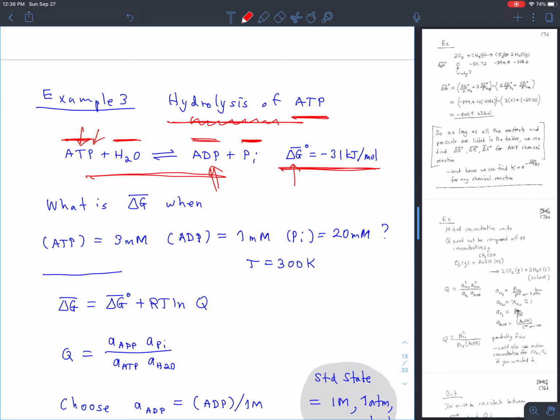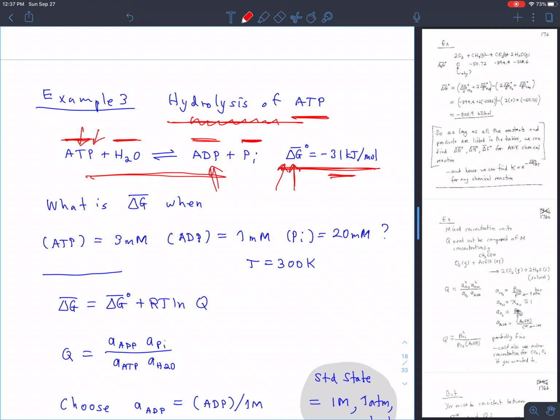And in the course of that cleavage, the delta G value is about minus 31 kilojoules per mole at standard conditions. Now, the conditions actually inside the cell aren't standard conditions. And so what we're going to do in this problem is calculate what the driving force is due to the fact that conditions inside the cell are not standard.